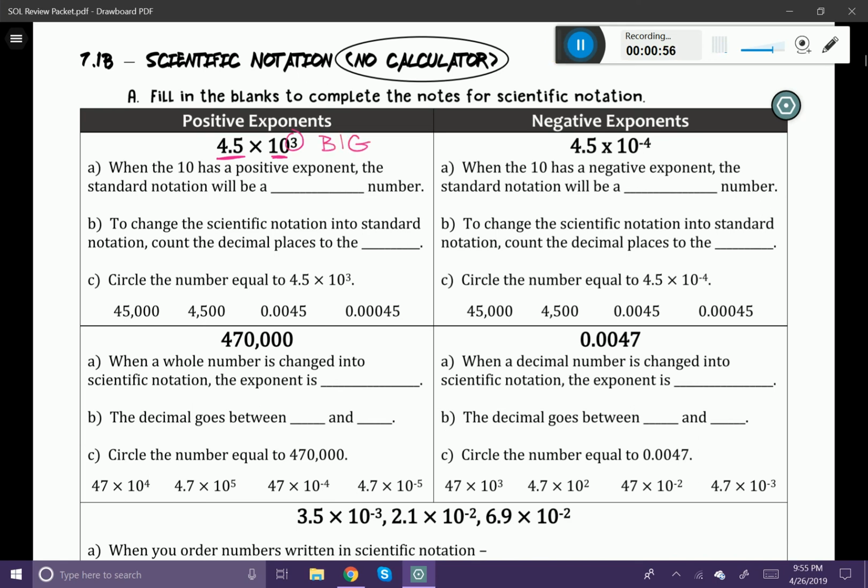So let's look at A. When the 10 has a positive exponent, the standard notation will be a whole number, meaning it's going to be a really big number here. To change the scientific notation into standard notation, count the decimal places to the right.